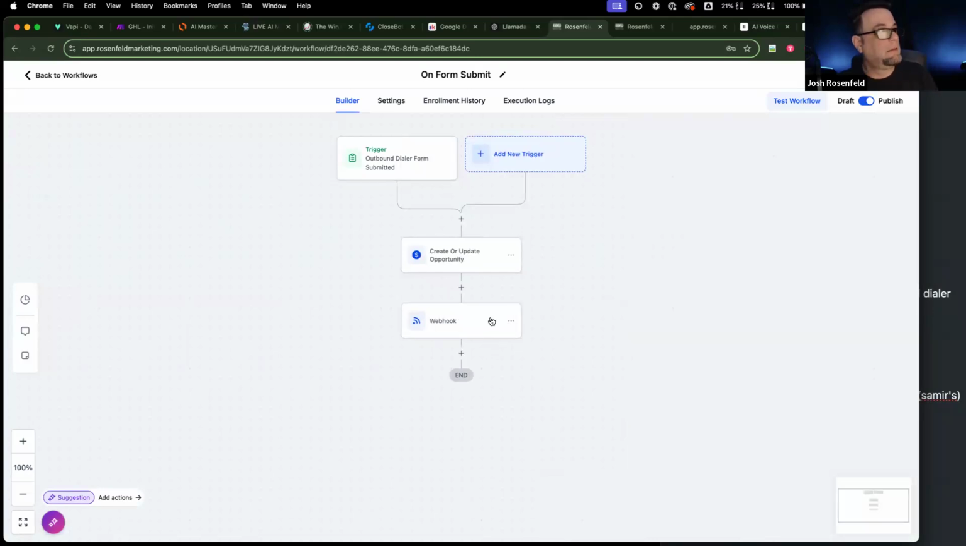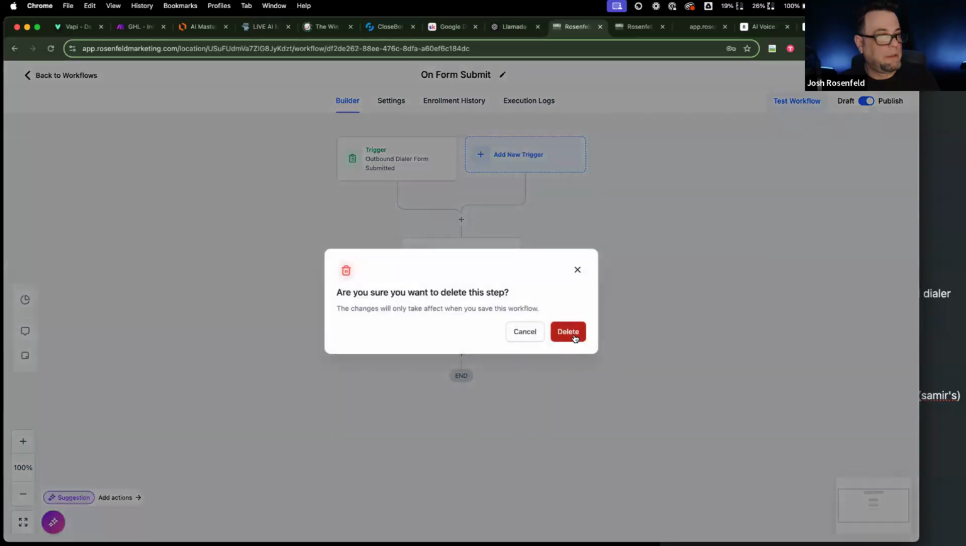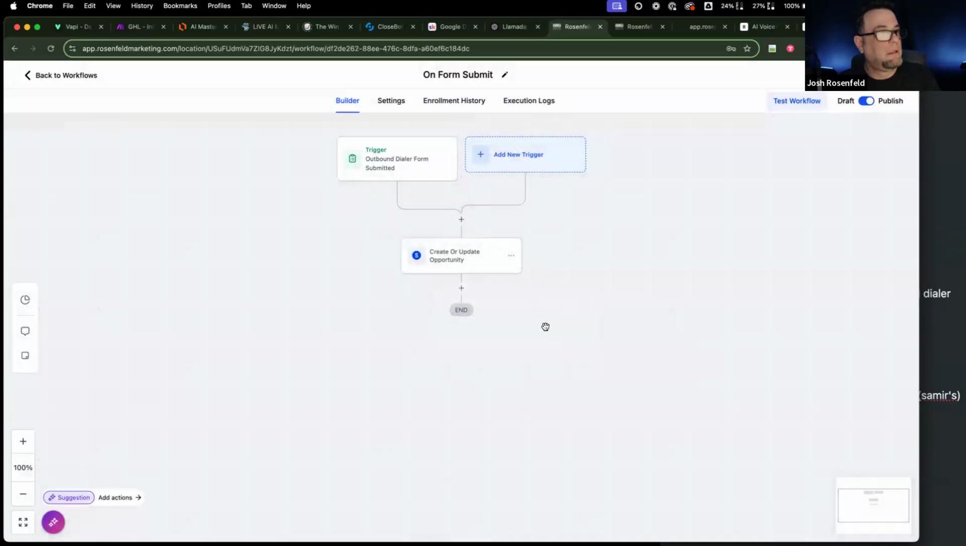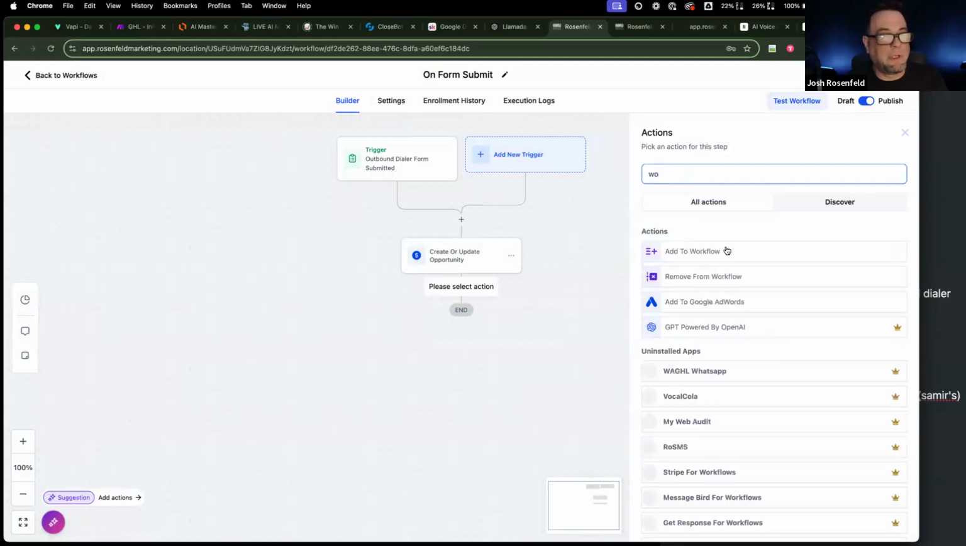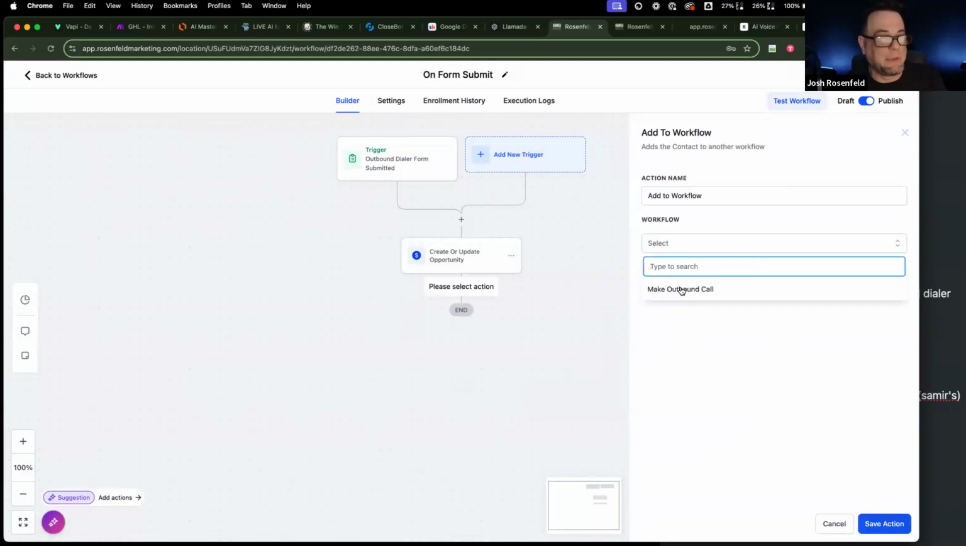Actually, hold on. I want to get this out of here. Sorry, hold on. I want to send it. Sorry, guys. Workflow. I'll reverse in one second and explain.